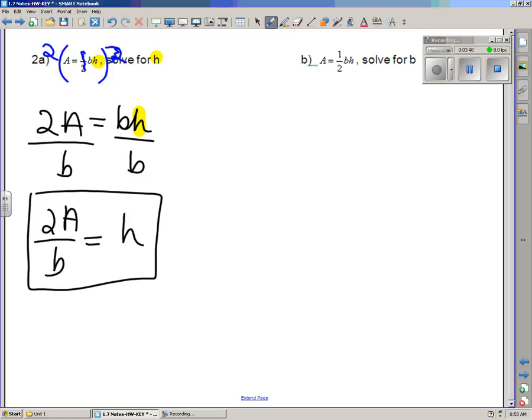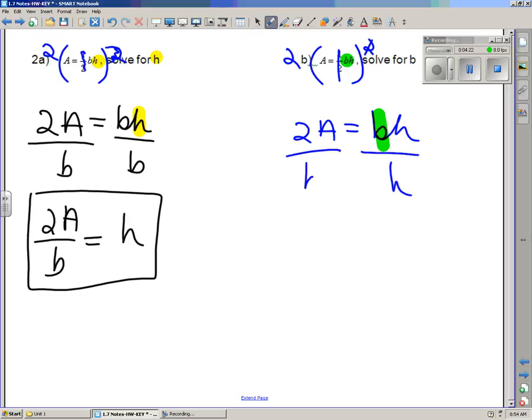Same exact problem, area of a triangle, but now you're solving for b. Nothing changes except the letters that you deal with. So now what I'm going to do is multiply both sides by 2 again. 1/2 times 2 is 1. They're inverses of one another. I'm left with 2a on the left equals b times h. Again, we're looking to get b all alone this time. So b right now is being multiplied by h. I'm going to divide both sides by h, and then you get 2a divided by h is equal to b.